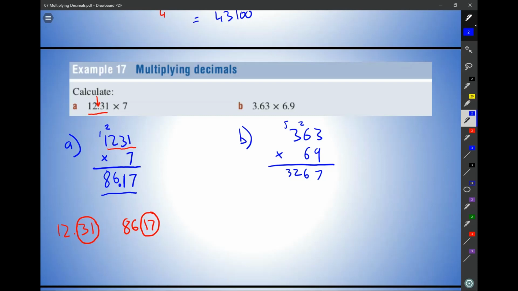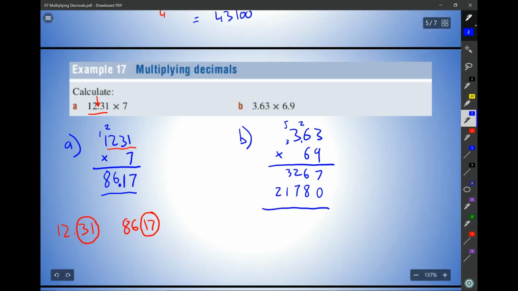Now 6 times 3 is 18. Carry the 1. Ooh, sorry, I forgot my 0. 6 times 3 is 18. 6 times 6 is 36. Plus 1 is 37. Carry the 3. 6 times 3 is 18. Plus 3 is 21.